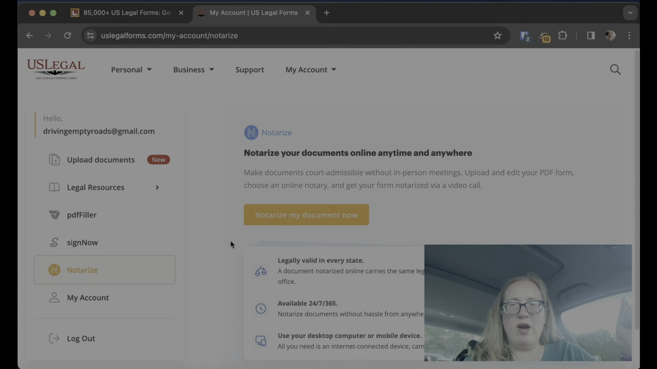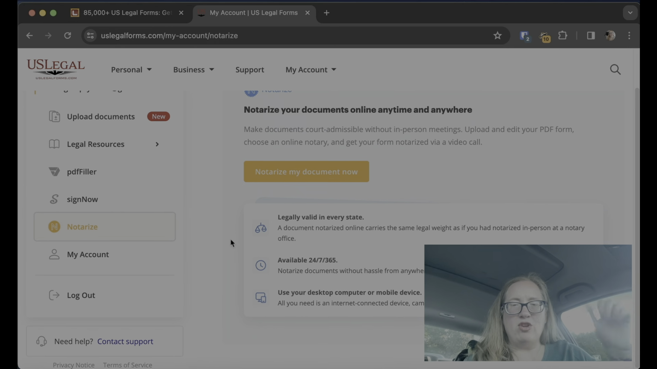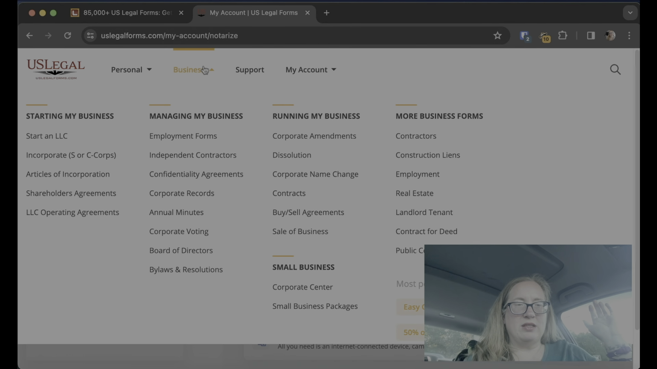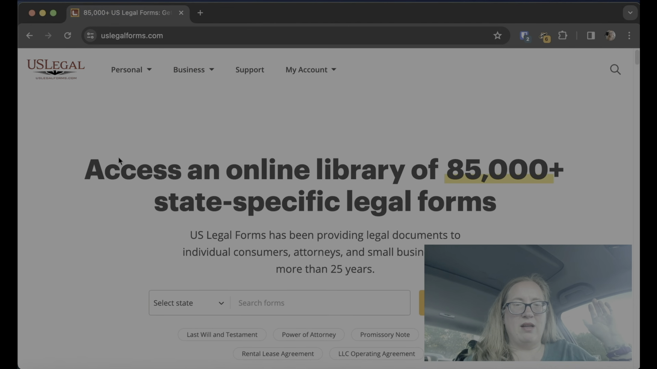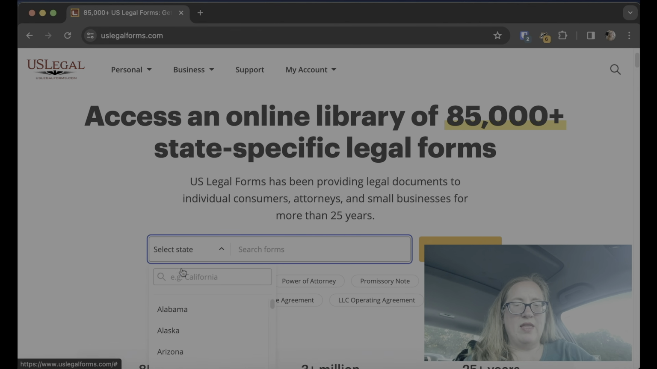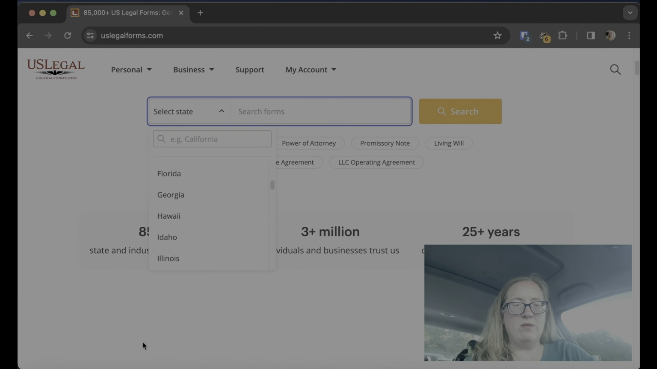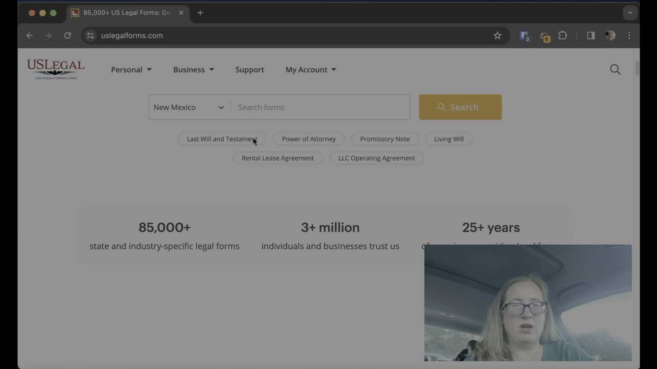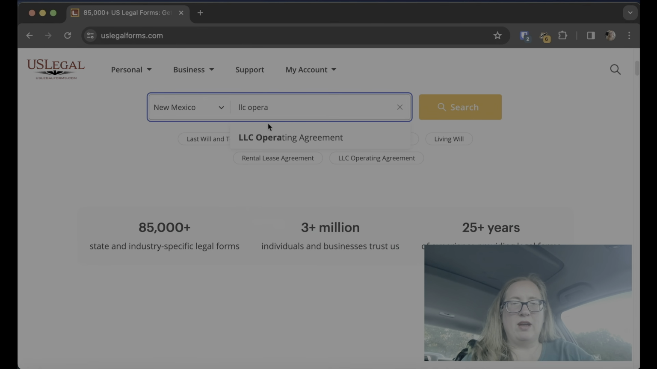You can notarize documents. You're going to pay for the notarization service, but you can do it online, which is very helpful if you need something notarized. But what we're actually doing is looking at setting up an LLC. This LLC was made in New Mexico, so we're going to search for New Mexico, and we're going to do an LLC Operating Agreement.